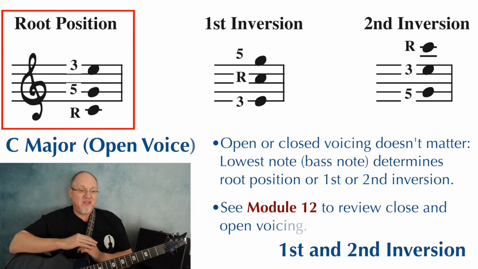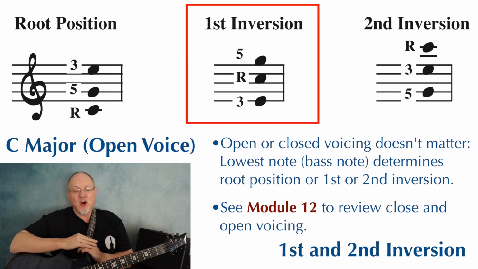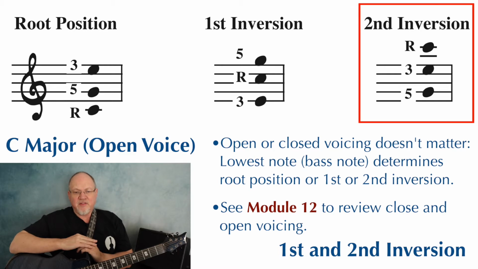Here's an open-voice C major chord. This one is in root position because the C, the root of the chord, is the lowest sounding note. We have a root, then a fifth, then a third. Here's another open-voice C major chord. This one's in first inversion because the third, the E, is the lowest sounding note. And here's another open voice C major. This one is in second inversion because the fifth is the lowest sounding note. We have a fifth, third, and then a root.